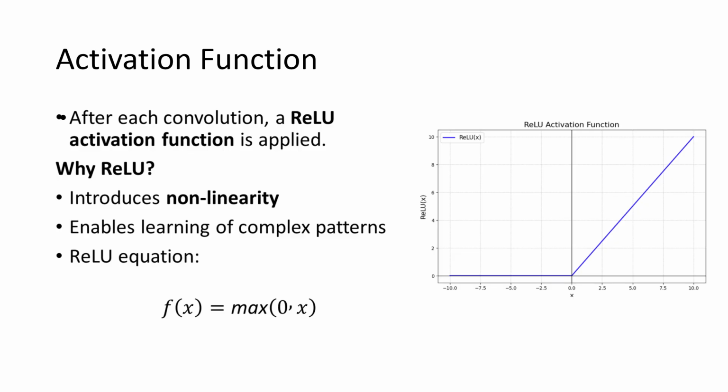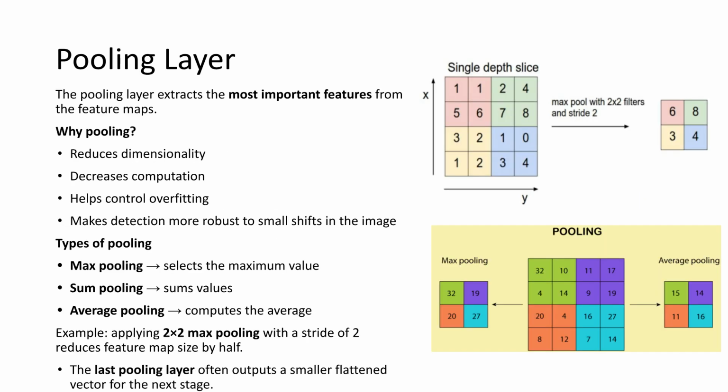The main advantage of ReLU is that it helps prevent the vanishing gradient problem, a common issue with deep networks. Additionally, ReLU is very fast to compute, which speeds up training. The pooling layer is another essential component of CNNs. Its role is to extract the most important features from the feature maps while reducing their size. Why is pooling important? It reduces dimensionality, which decreases computational cost. It helps control overfitting. It makes detection more robust to small shifts in the image.